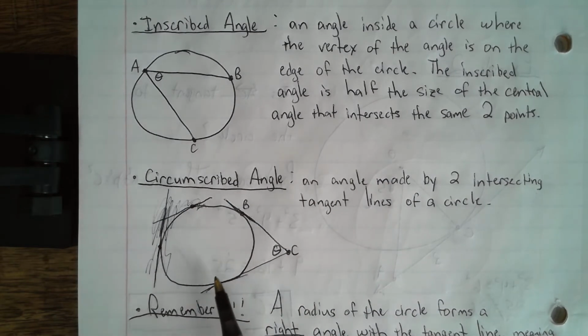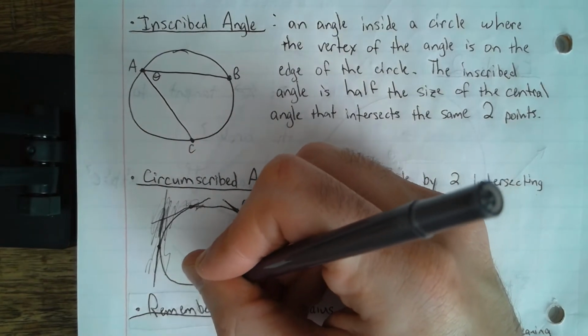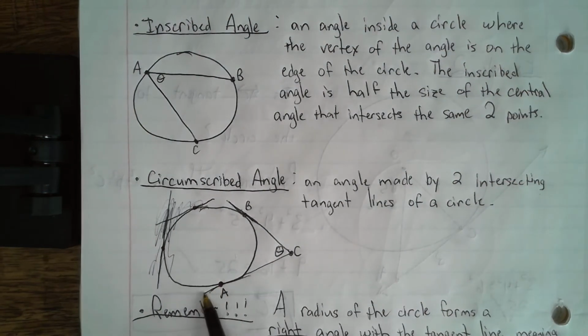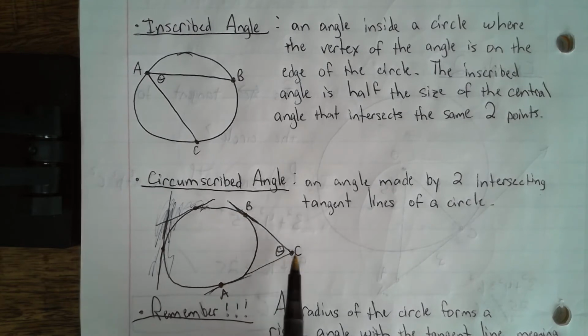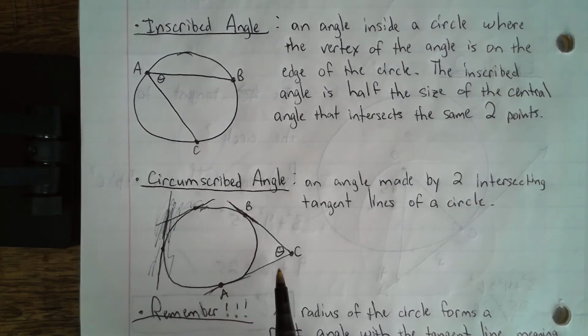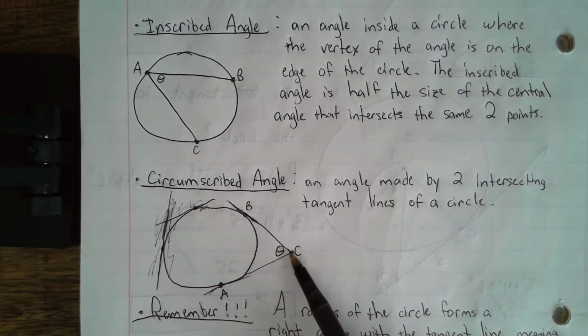So here we have this tangent line. If this point A is a point of tangency, AC is a tangent line going this way, and then BC is another tangent line of this circle going this way. A circumscribed angle is the angle formed by two tangent lines intersecting. So the circumscribed angle is going to be falling outside of your circle.